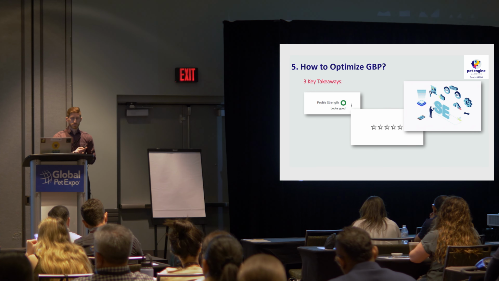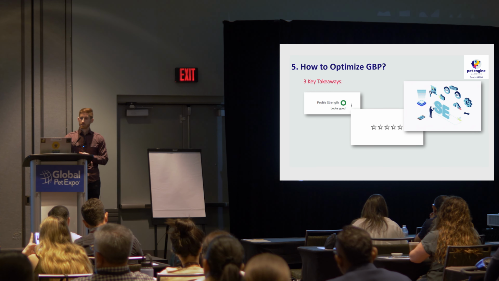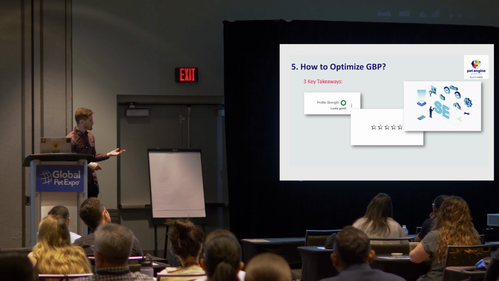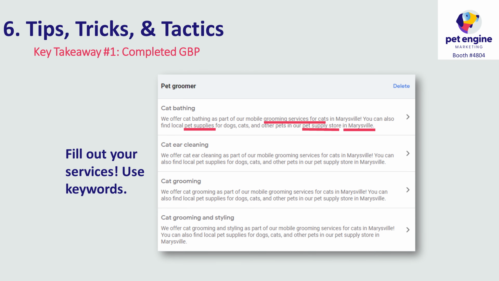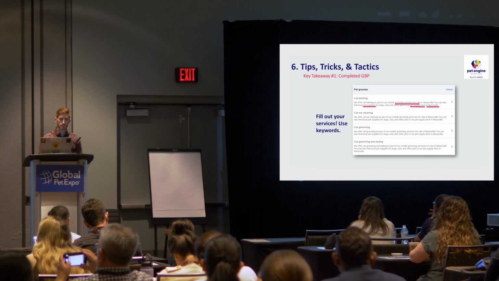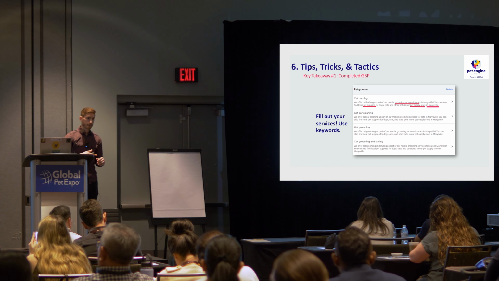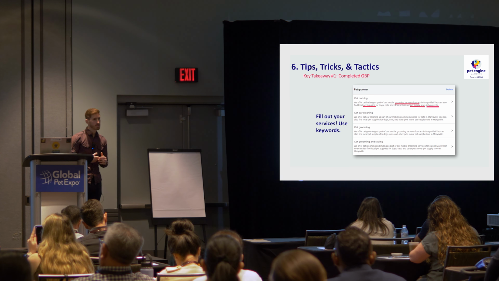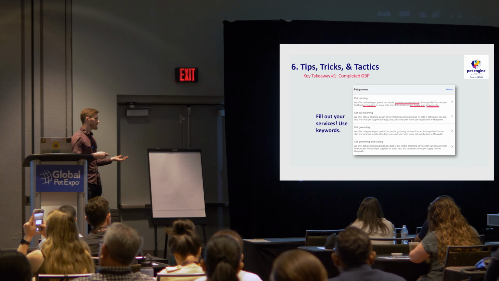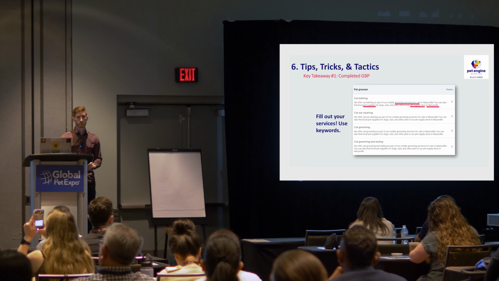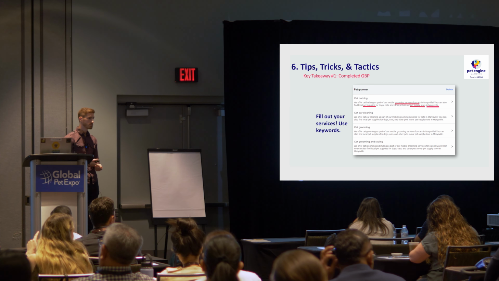So now I'm going to dig into some of the secret sauce, right? Which is my favorite tips, tricks, and tactics for each of these three takeaways. So when it comes to completing your Google Business Profile, I would fill out your services. This is pretty much anything that you take money for, anything that you offer. I never add pricing to this because as your pricing changes, I don't want to go back into Google Business and update my pricing every time it changes by $1 or $2.